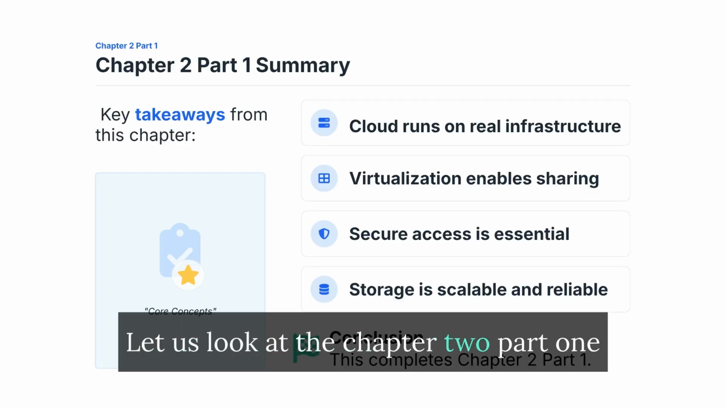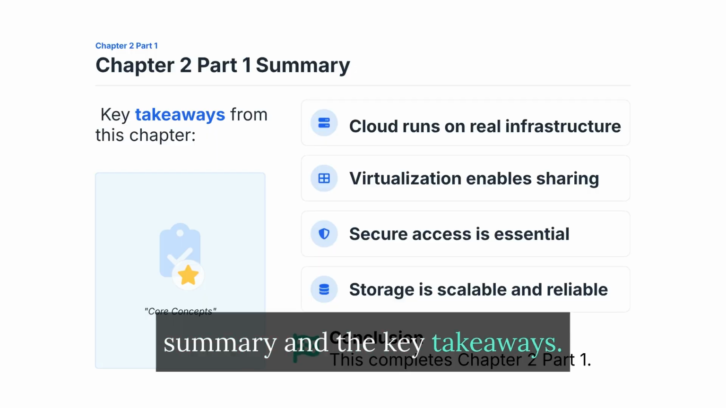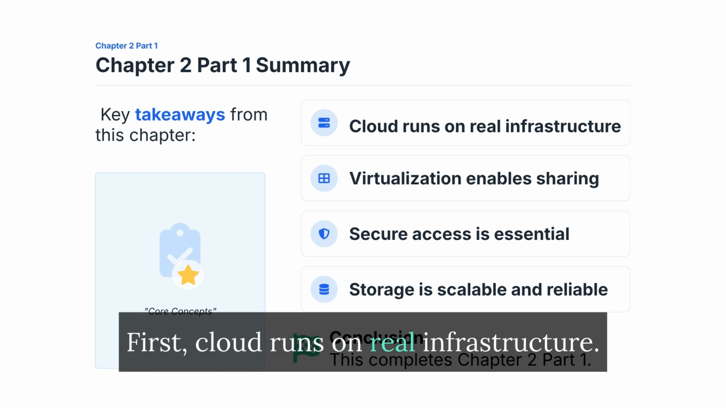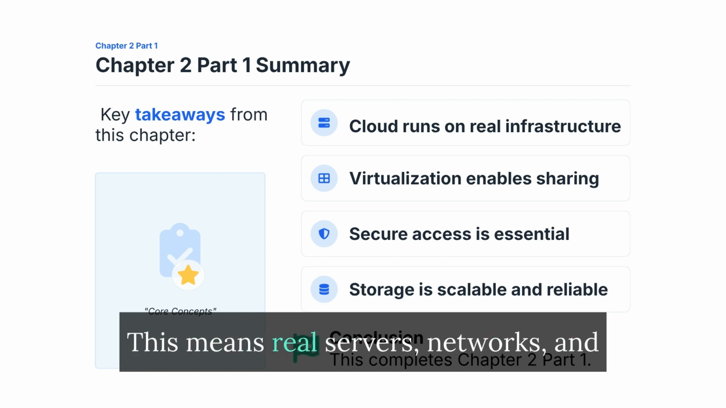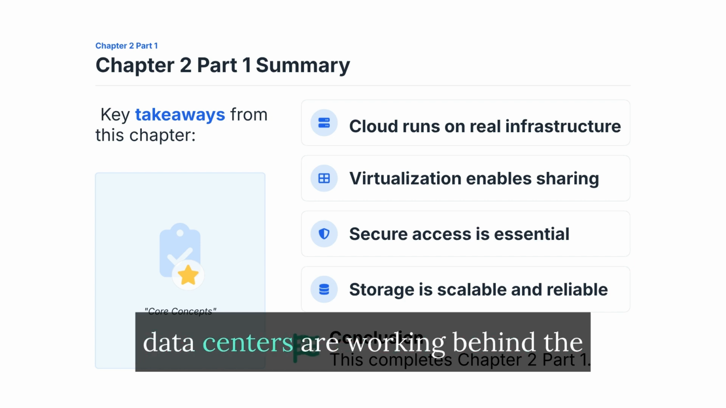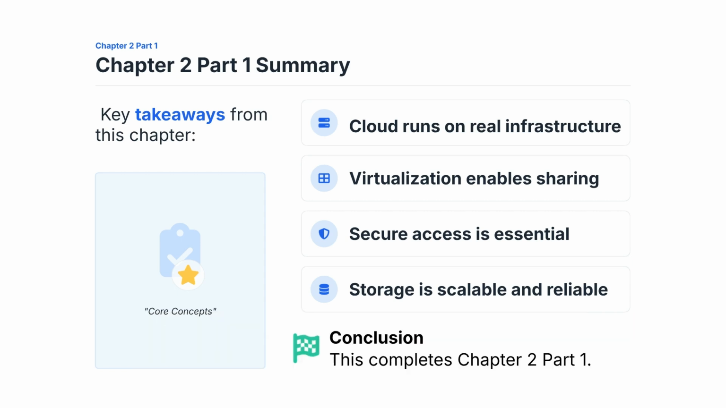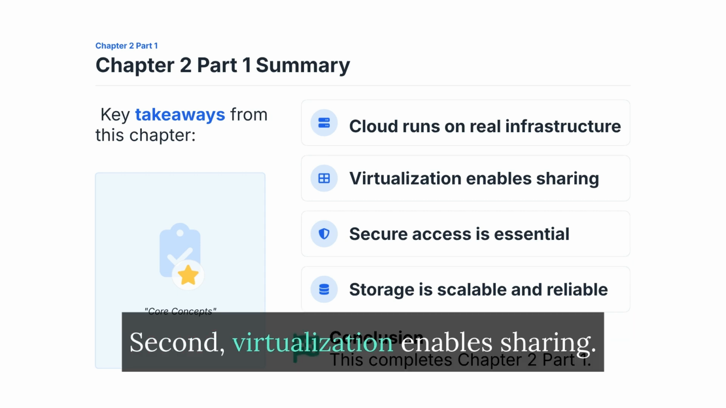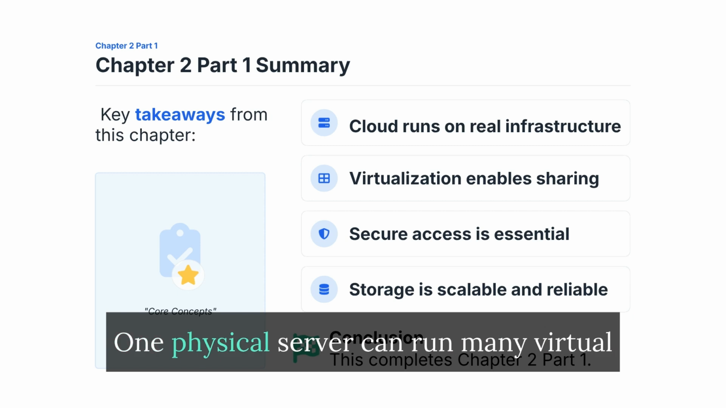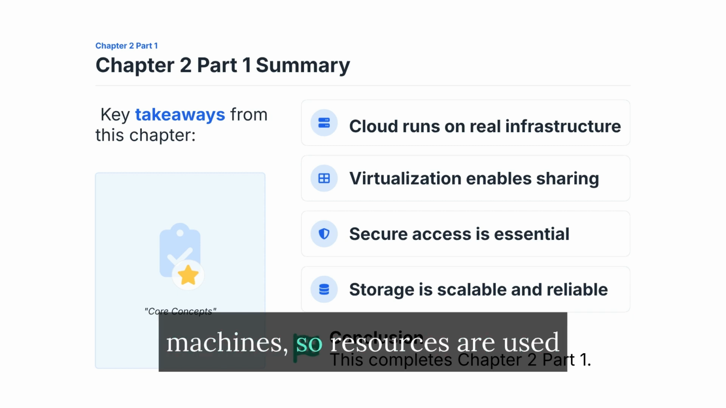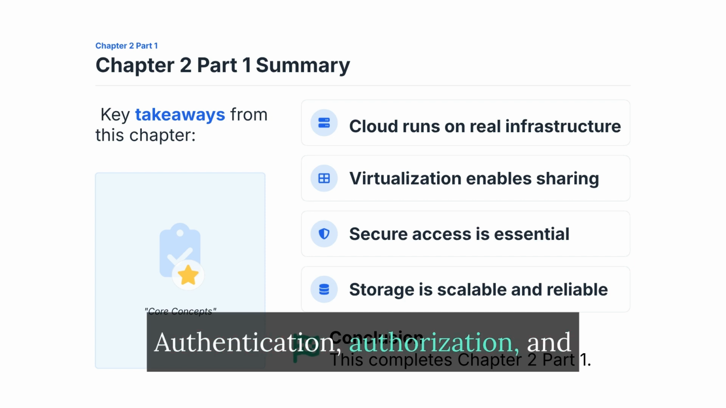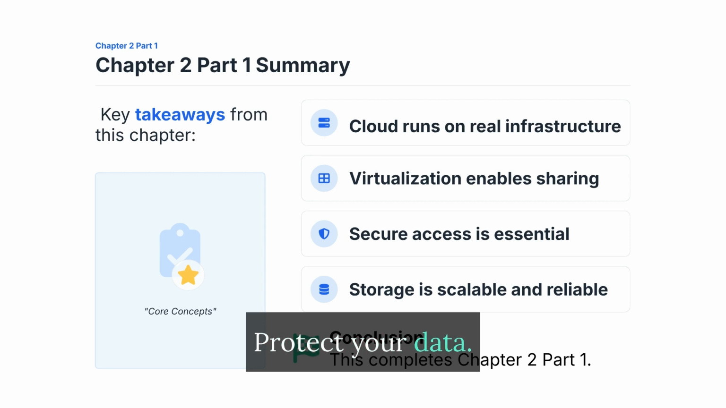Let us look at the Chapter 2, Part 1 summary and the key takeaways. First, cloud runs on real infrastructure. This means real servers, networks, and data centers are working behind the scenes. Second, virtualization enables sharing. One physical server can run many virtual machines, so resources are used efficiently. Third, secure access is essential. Authentication, authorization, and encryption protect your data.